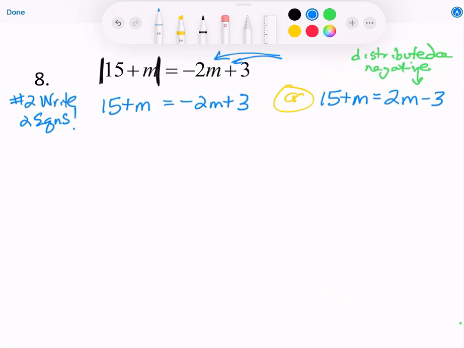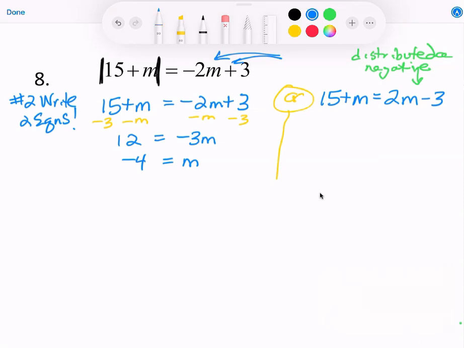And then we solve. So we'll solve and check. Let's see. I'll subtract m from both sides. And then subtract 3 from both sides. So that would be a negative 3m. This would be a 12. So we get m equals negative 4 is one possible answer. Don't want to circle it yet. I haven't checked it yet.